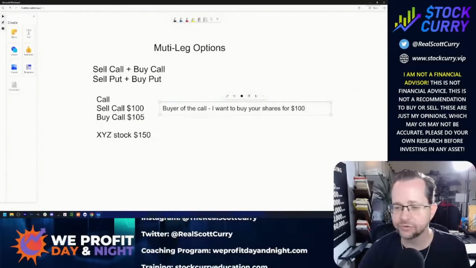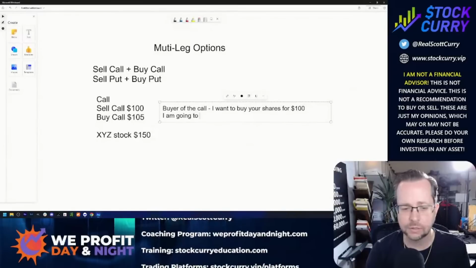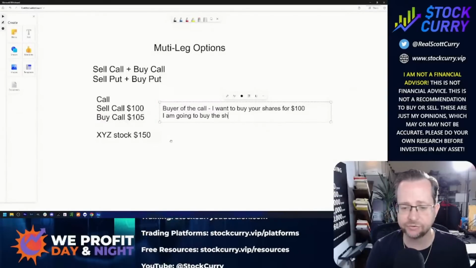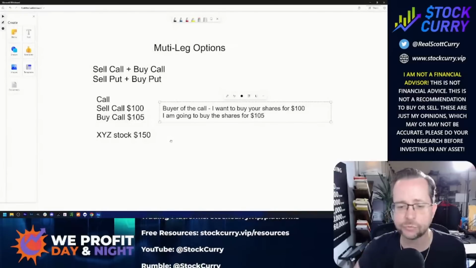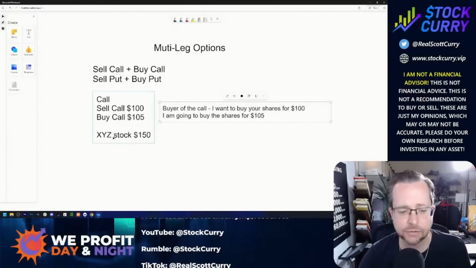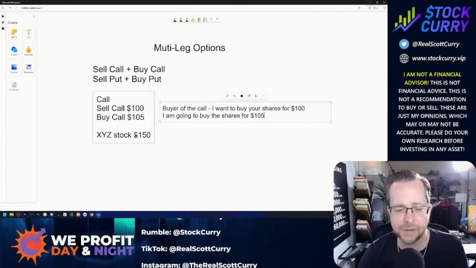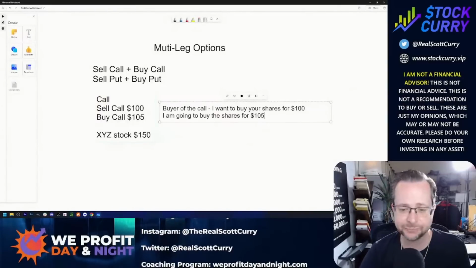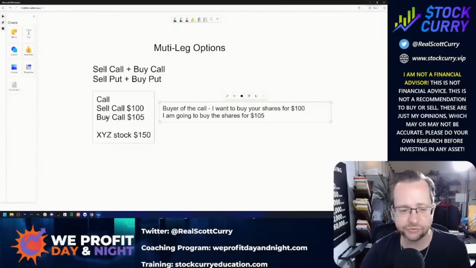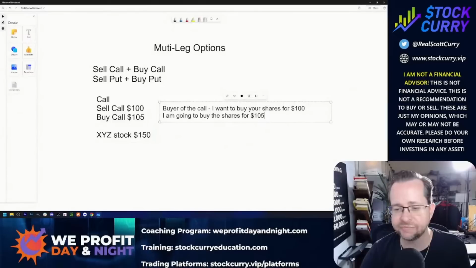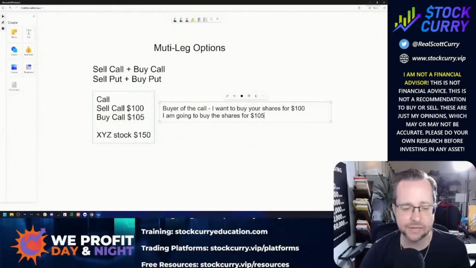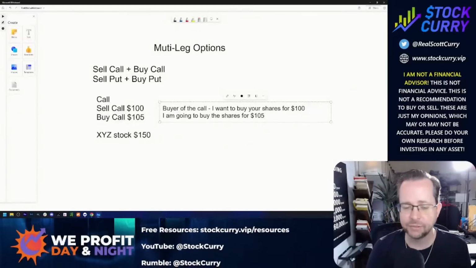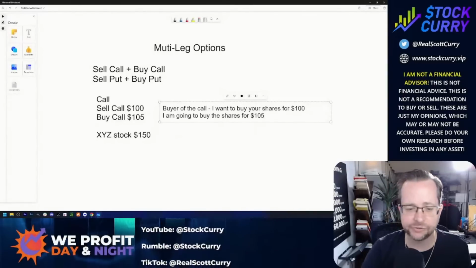And what I'm going to do is exercise my call option, and I'm going to buy the shares for $105. Now, it doesn't matter that XYZ stock is trading at $150 because I have an option to buy shares for $105. So I'm going to exercise my call option, go buy the shares for $105, and go give the buyer of my call option, the one I sold, the shares for $100. And the way all this is going to work is this.